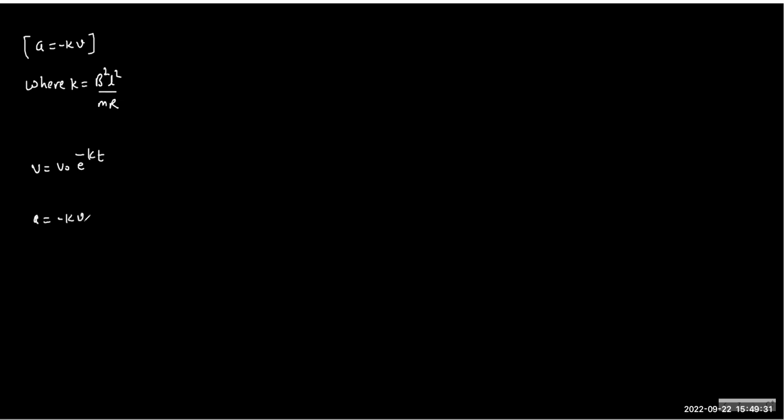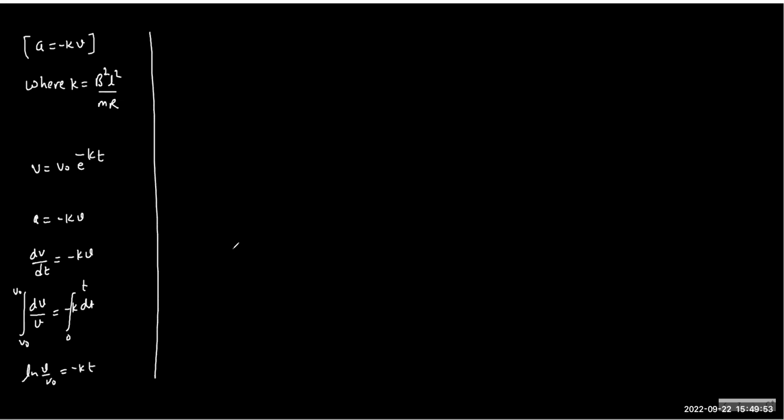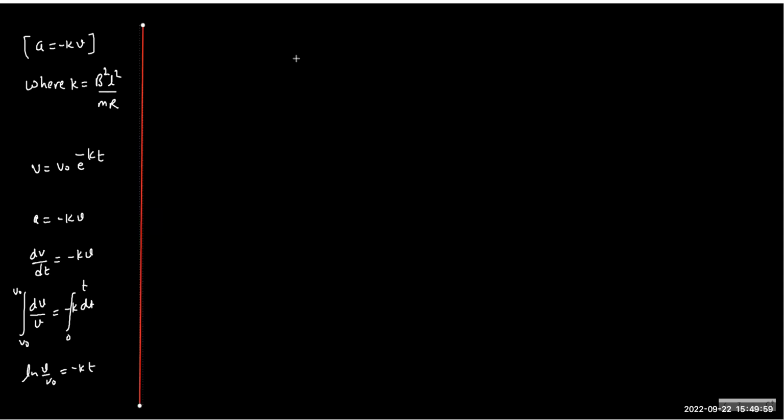Yes, sir. It's kt. So v we can write as dv by dt. So v equals to how much? v naught e power minus kt. It is clear. Similarly, can we find the answer for the displacement relation?